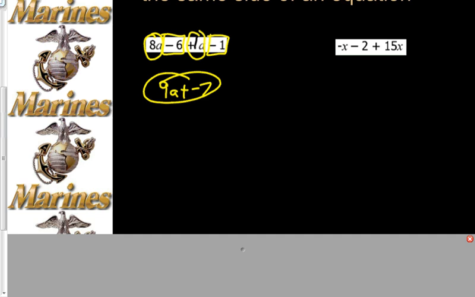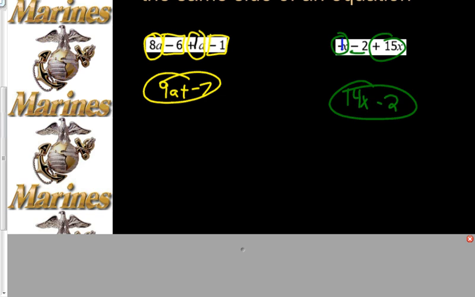Example number 2, same idea. Hey, look, there's a variable without a number. Let's put a 1 there, so it's -1x. The only like terms we have are that -1x and this positive 15x. -1 and 15 gets you to 14, so we have 14x. And then we're left with this -2, or plus -2. There we go. That's a quick review of combining like terms.